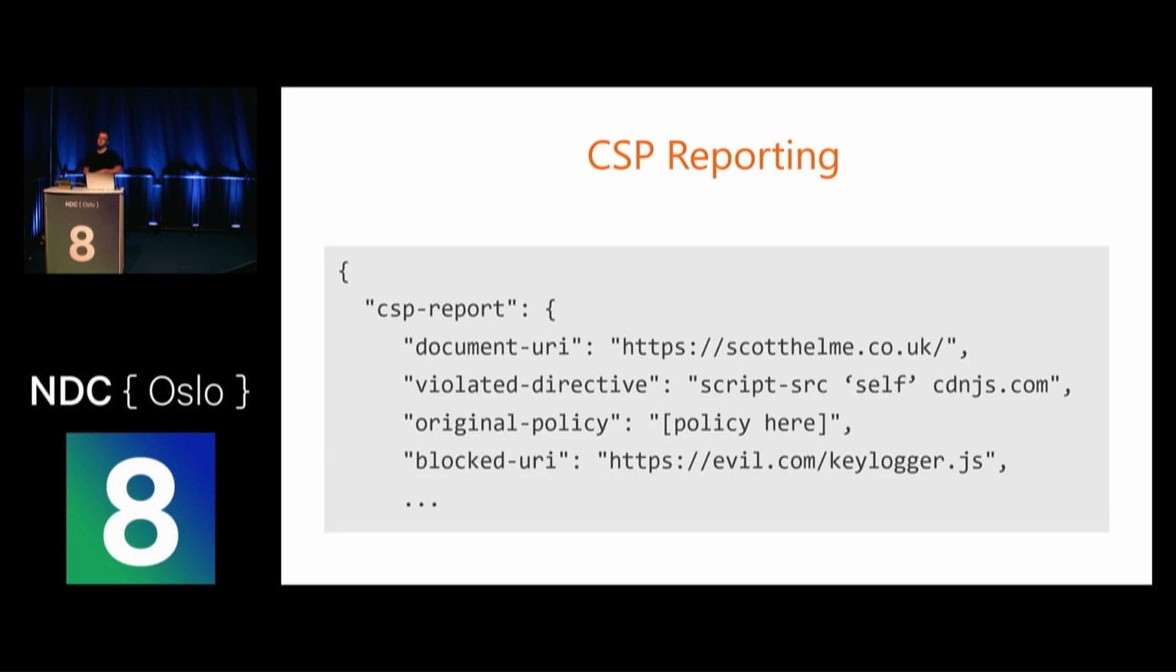And then the really important one as well, the blocked URI. So this is telling me you had this thing on your page, and in this case it was a script file called keylogger.js loading from evil.com. But evil.com wasn't in the script source directive, you can see a few lines up. So I've told the browser scripts should only be loaded from these locations on my site.